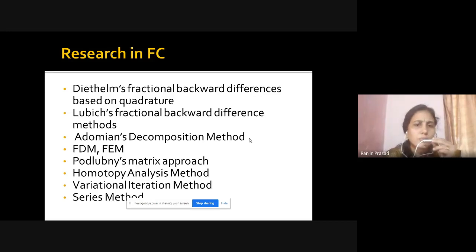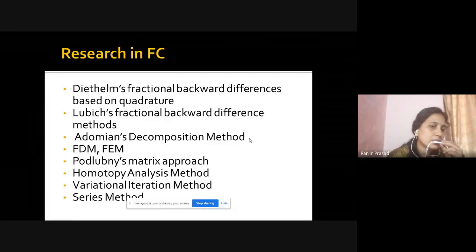Some of the terms I have given here. Grünwald-Letnikov fractional backward difference based on quadrature, then Lubich's fractional backward difference methods, Adomian decomposition method, which you have studied, I think. That also applies. FDM, that is finite difference method, then finite element method is also available. Then the Kolb-Leibniz matrix approach to find the solution you can also use. Then homotopy method, variational iteration method, and series method, using infinite series you can find the solution. So these are all the methods you can use to find the solution. Research is going on in all of these in fractional calculus.